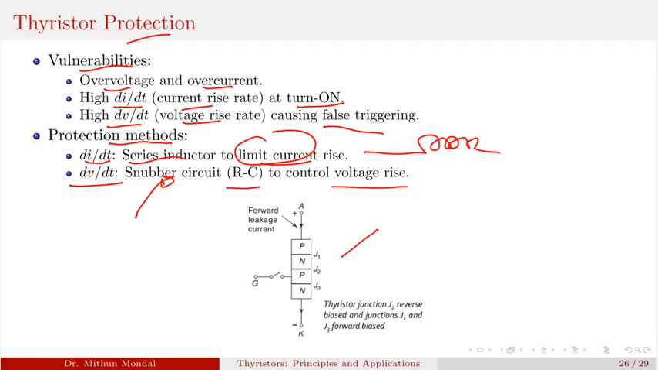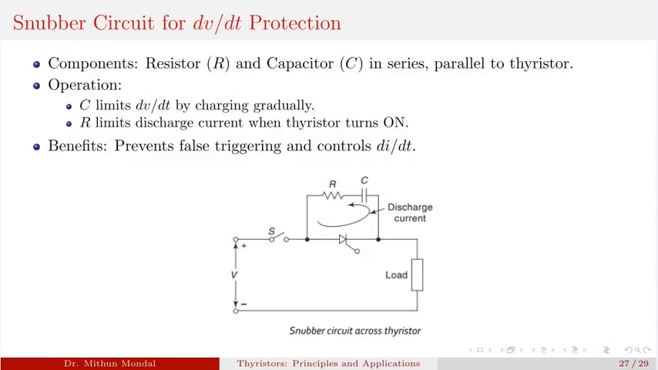So the thyristor, which is basically a PNPN device, has three junctions formation with the junction J2 being reverse biased and junctions J1 and J3 are forward biased, then in the off state, the leakage current will flow. But if you have this high current or high voltage, then the thyristor will turn on even if the gate signal is not provided. So we need some protection for that.